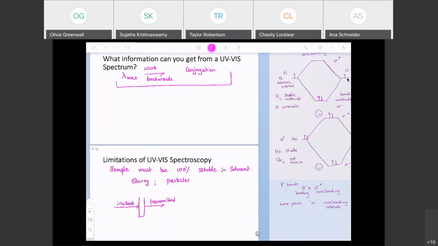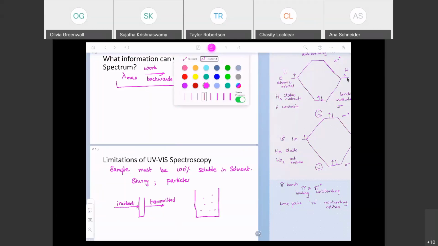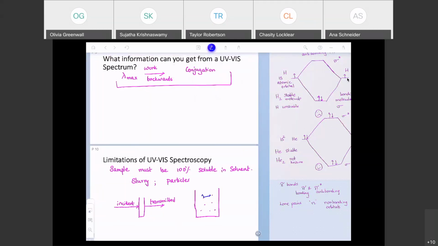But what you don't want is this. I'm going to draw a bigger cuvette. You have some particles floating around. Light starts getting scattered and gets caught in the sample and doesn't come out. Not enough comes out. There's a lot of bending of light, diffraction, and scattering of light. So you really need a very clear solution. By clear, I'm not saying it should be colorless. Colored is certainly allowed, but it should be clear.